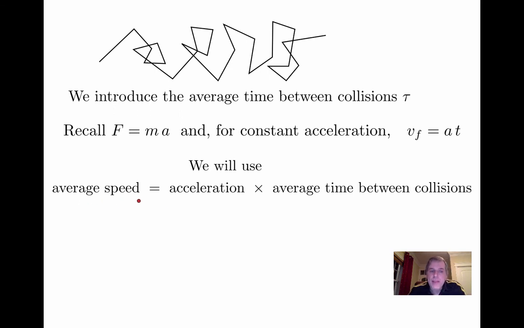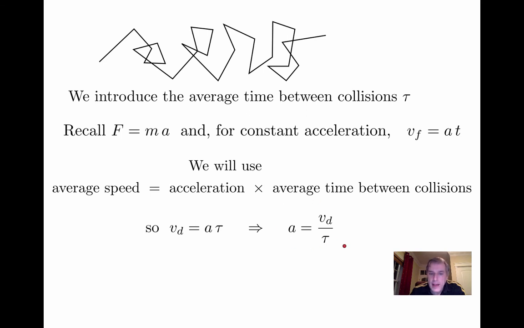I've used this equation here, but for Vf, I'm going to use the average speed of the charges. It would be the acceleration times the average time between collisions. Remember, average speed is what we call the drift speed, and the average time between collisions is tau. So this equation becomes Vd equals A times tau. Therefore, the acceleration is Vd over tau, the average speed divided by the average time between collisions.